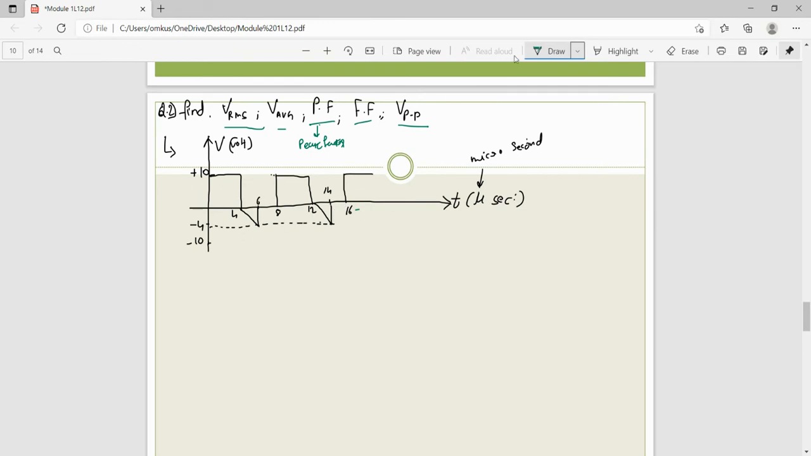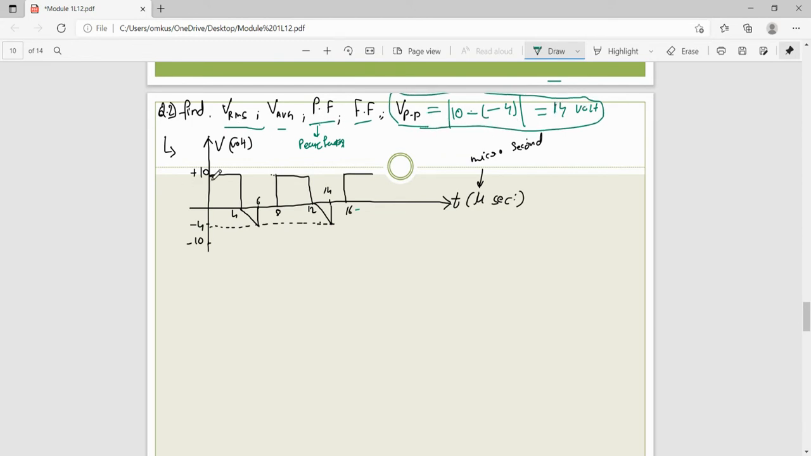Now observe that signal. From that you can easily say that this peak to peak value is the mod of the maximum value minus the minimum value. What is the minimum value of that signal? It is minus 4, right? When you take the mod, minus minus becomes plus, and what is it, 14 volt. So this is easy. I hope you are able to understand this.